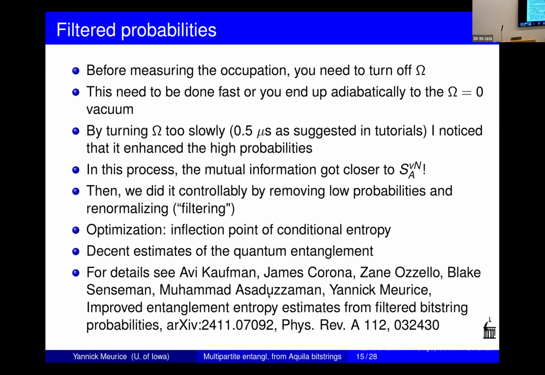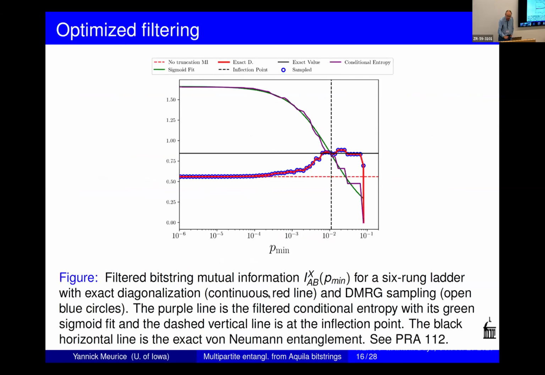very nice observation was made: by looking at the conditional entropy, you can find the right spot to get the visual information to just hit the right value. So this is a summary of this. This is the mutual information, and this is the von Neumann entropy. So I want to get this.